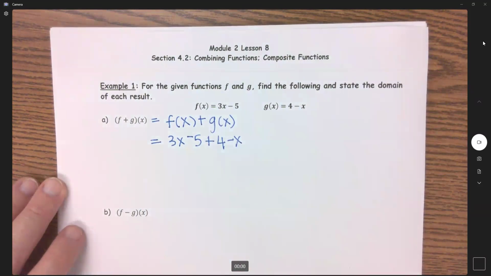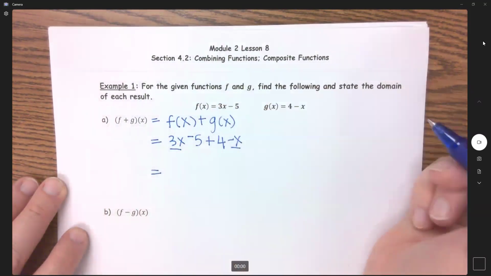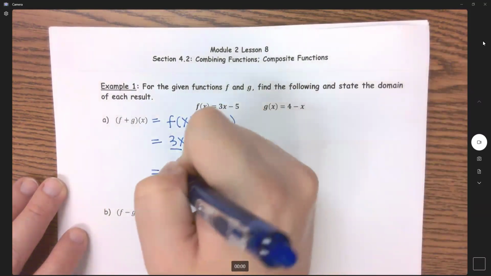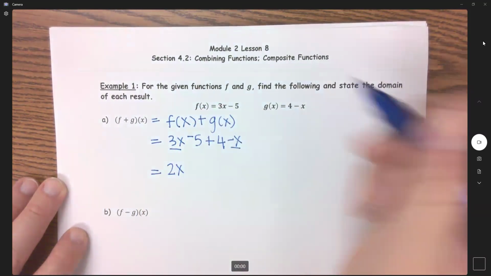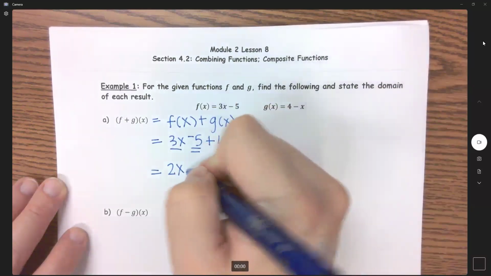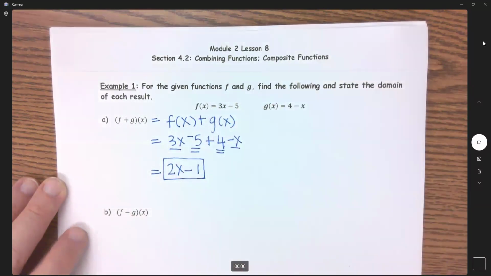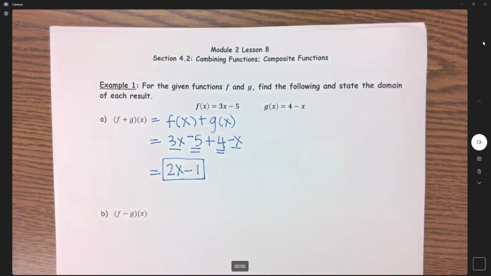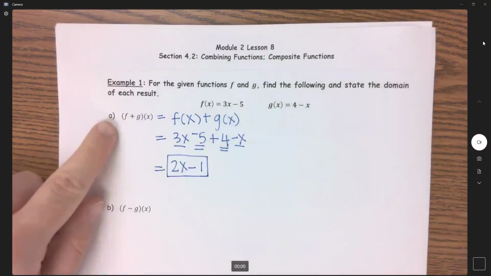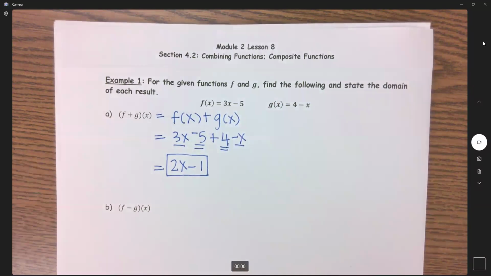Okay, so now combine your like terms. 3 minus 1 gives me 2, so 2x. Negative 5 plus 4 gives me a negative 1. Okay, so that is my f plus g of x. So when I add these two functions together, I get a whole new function right here. So now what happens when I subtract these functions?